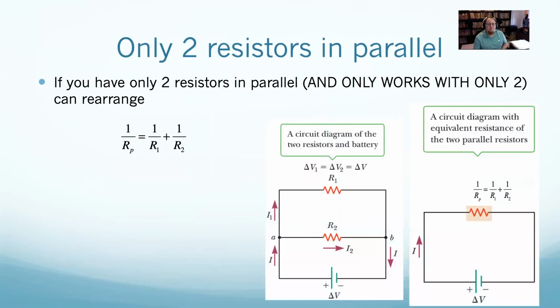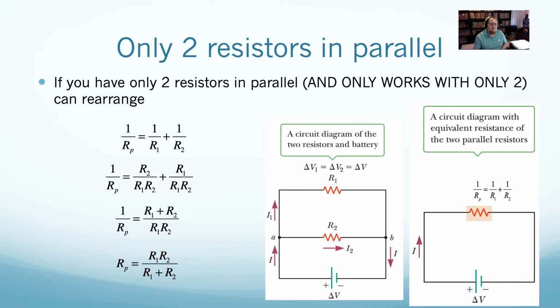Now, it is of note that if you have only 2 resistors in parallel, and this only works for 2, you can mathematically get a simpler equation. I can find a common denominator, multiply the first one by R2 over R2, and multiply the second one by R1 over R1. Add up with the common denominator, then invert. This equation right here will work for the equivalent resistance in parallel when you have only 2 resistors.